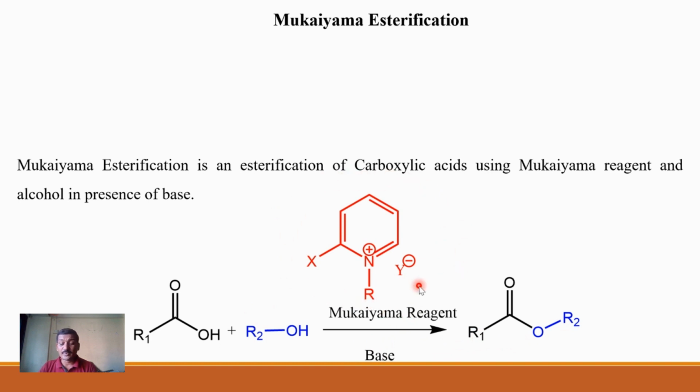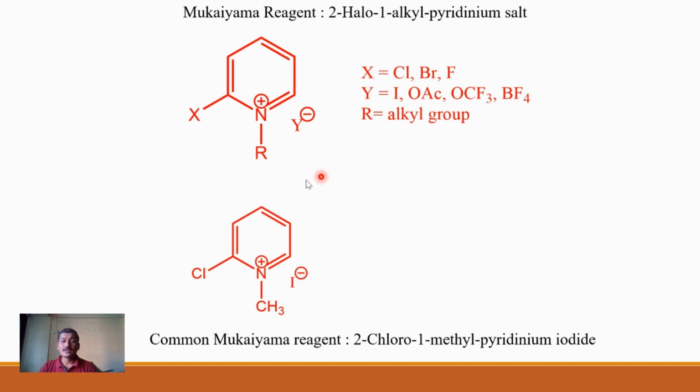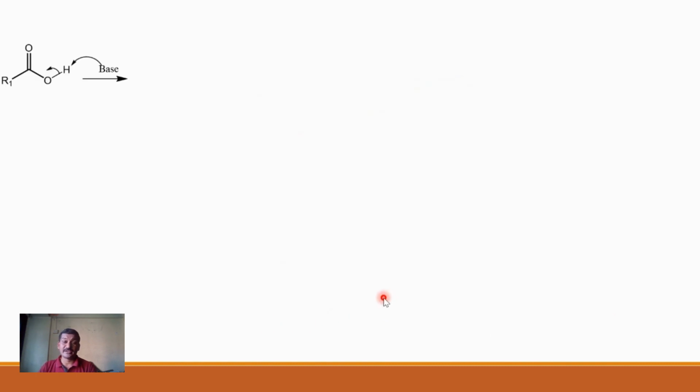This is the general structure of Mukaiyama reagent. Mukaiyama reagent is nothing but a 2-halo-1-alkyl pyridinium salt, where X is chlorine, bromine or fluorine, Y is iodine, OAc or OCF3, and R is any alkyl group. This is the commonly used Mukaiyama reagent, 2-chloro-1-methyl pyridinium iodide. You can use a variety of Mukaiyama reagents, but this is the commonly used one.